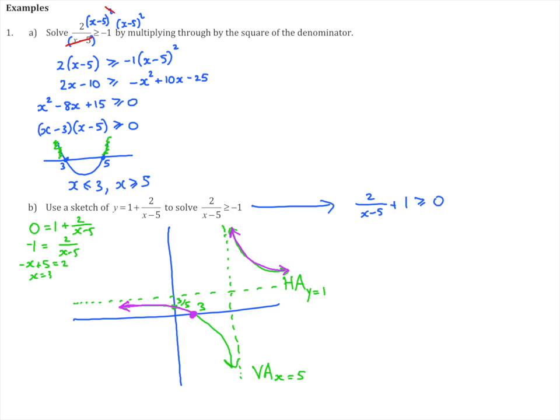So my answer is x is to the left of and includes 3, or x is to the right of but does not include 5, because 5 is an asymptote. So that's to the left of 3, and that's to the right of 5, but not including 5. So that is my solution from the sketch.